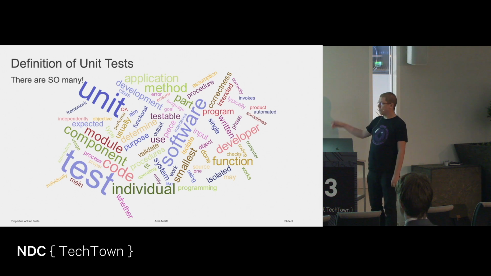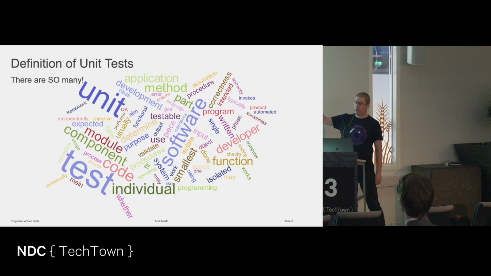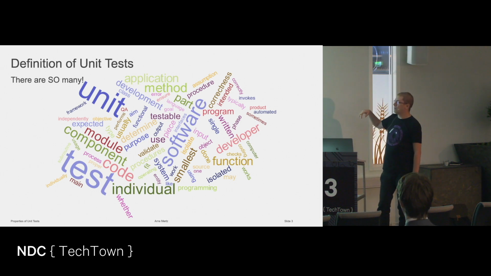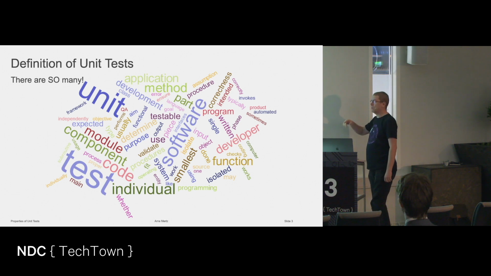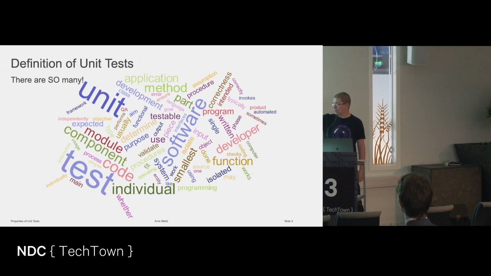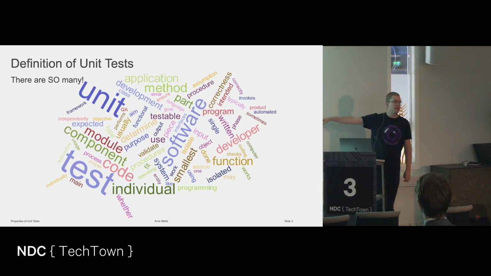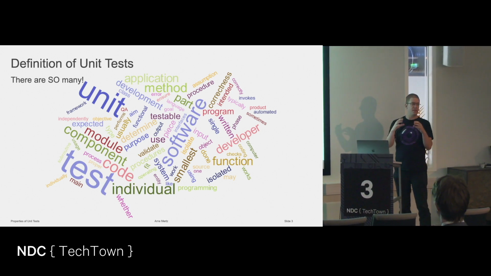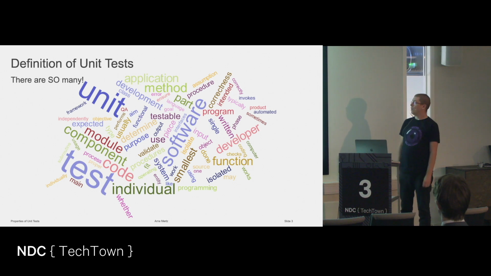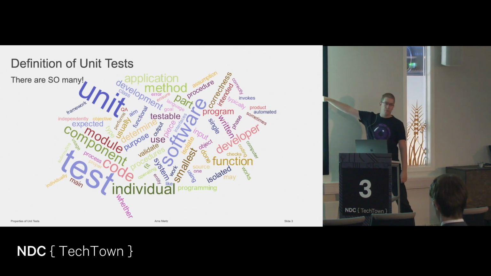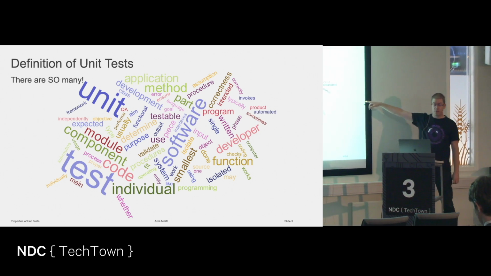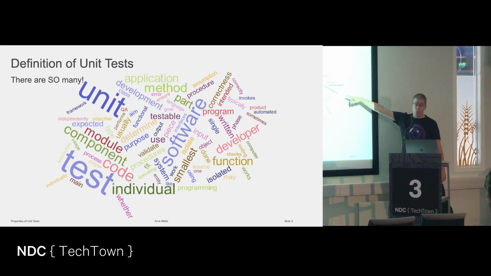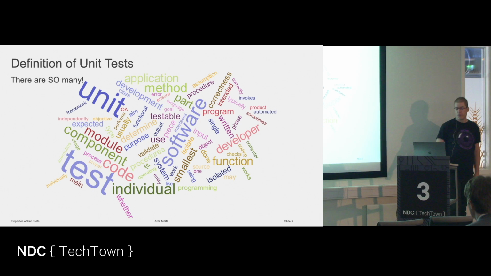What you also see is software, but then module, component, function, subroutine, stuff like that. And there are parts and pieces. What I think is important is down here: individual, isolated. This already gives us a first hint at what unit tests are about: having isolated parts and testing them. Also important is automated. Those are not manual tests, but written by the developer.